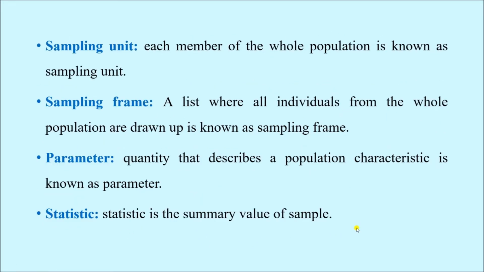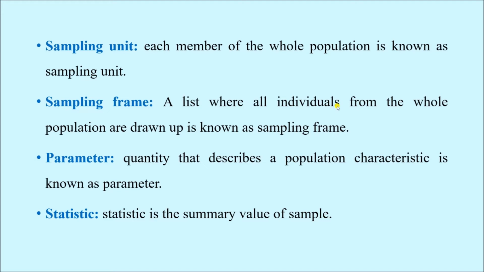Sampling unit: each member of the whole population is known as a sampling unit. So in the previous example, the population was all the nursing students of the state. So an individual nursing student will be considered as the sampling unit. Sampling frame is a list where all individuals from the whole population are drawn up. So sampling frame is a list.